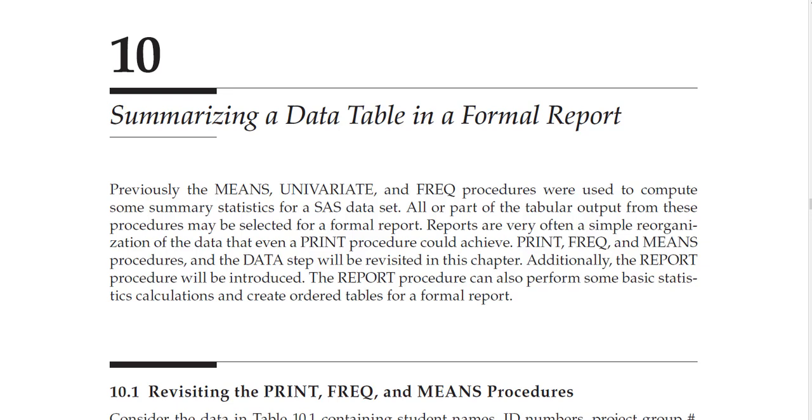In Chapter 10, we talk about summarizing data in a formal report. So we've seen tabular output from the means procedure, univariate, freq, and in fact even proc print generates tabular output. Additionally, we'll look at the report procedure. So all of these are different ways of expressing our data briefly. Perhaps it's just a reorganization of the data or some basic summary statistics to convey the behavior of this particular group that we're observing.